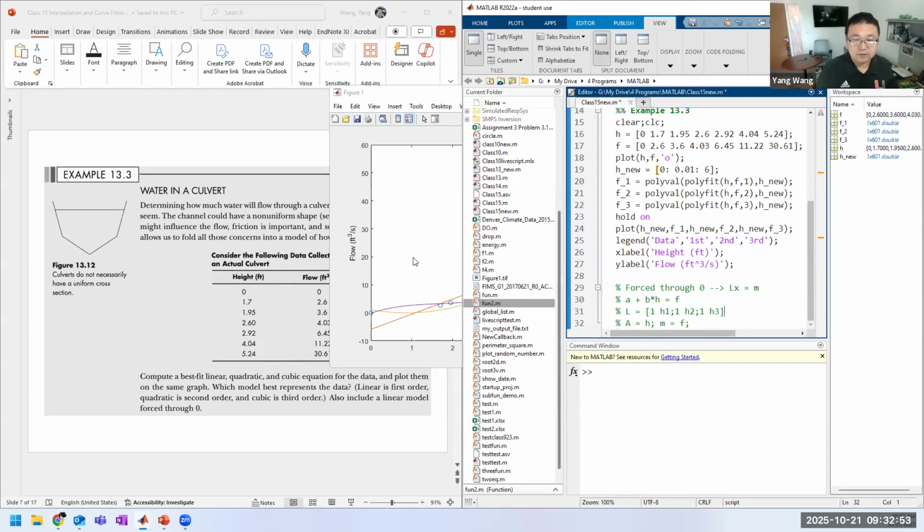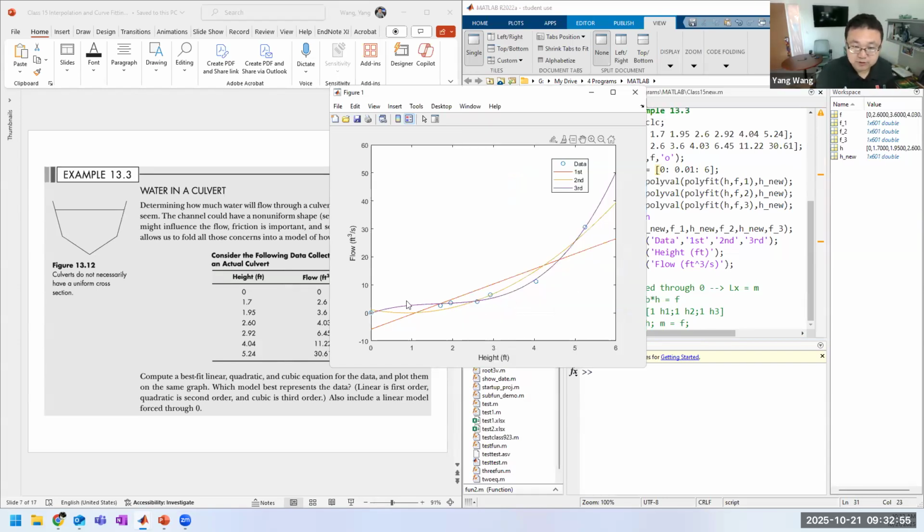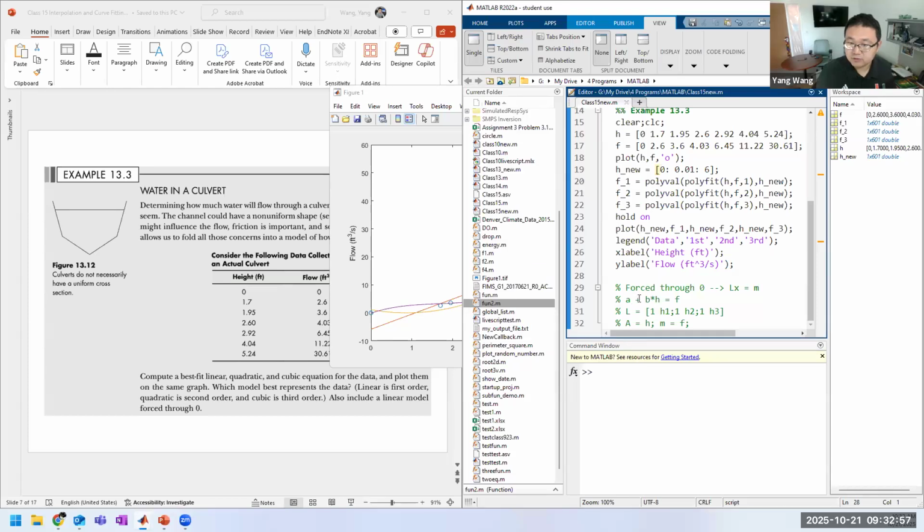So now the thing is, we're forcing this equation to go through zero. So what it means is that we don't want this A anymore. We don't want this intercept anymore, right? If you don't want that intercept, then you should define the L to be directly the series of H. Okay, so it's going to be B multiplied by H equal F, right?